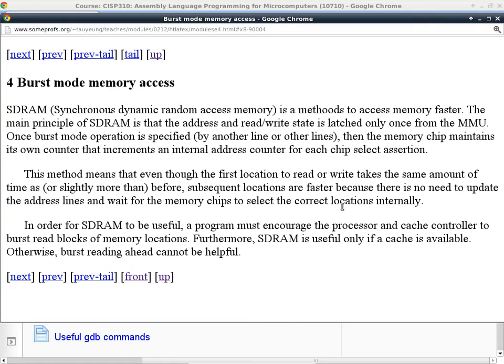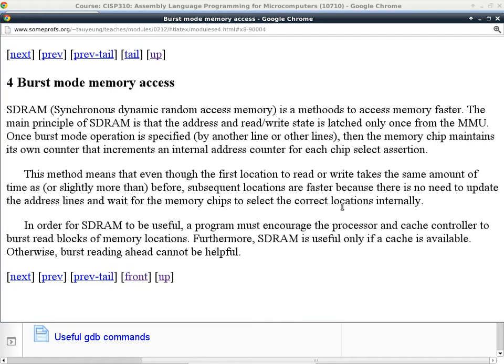And that's why SDRAM is useful when we're using cache, because we are no longer writing byte by byte. Every time we write, every time we read, we're always reading in quanta of 32 bytes in this example. And that's how we can speed up memory access.